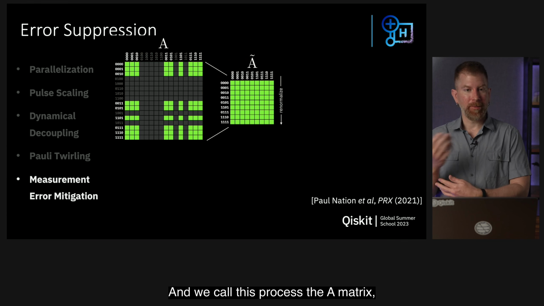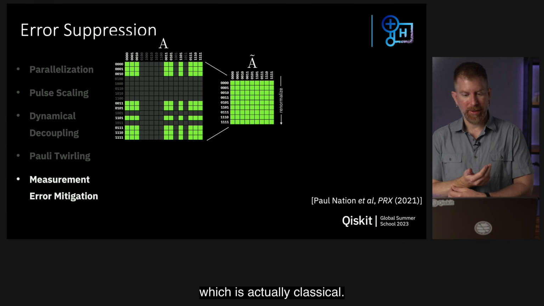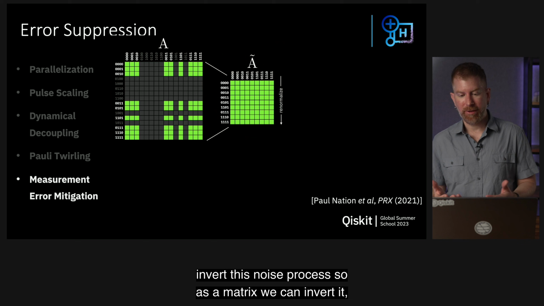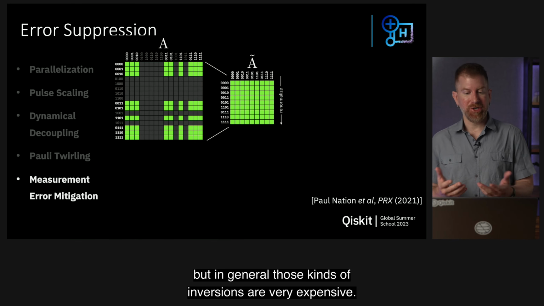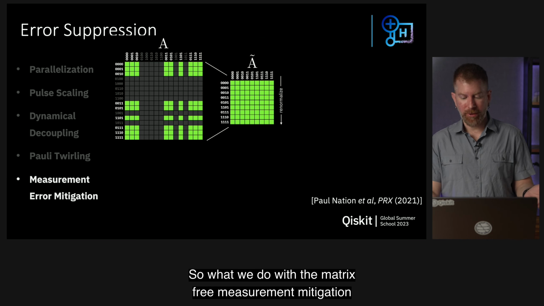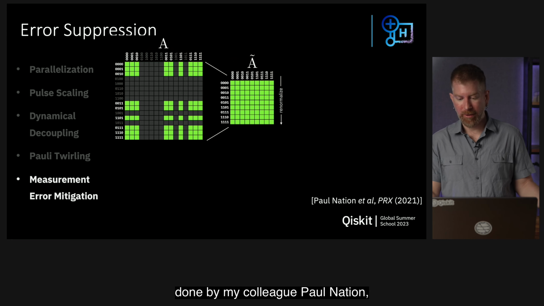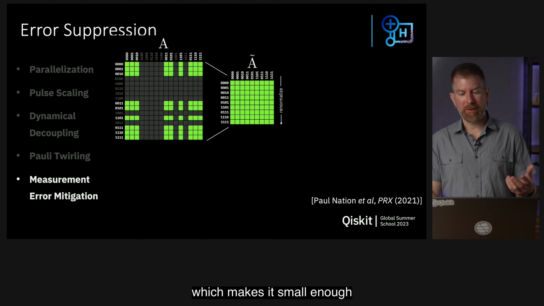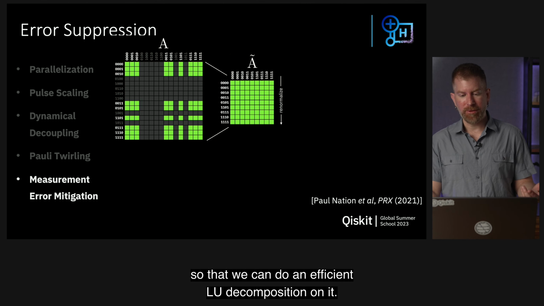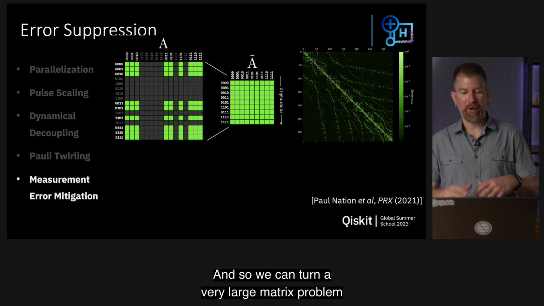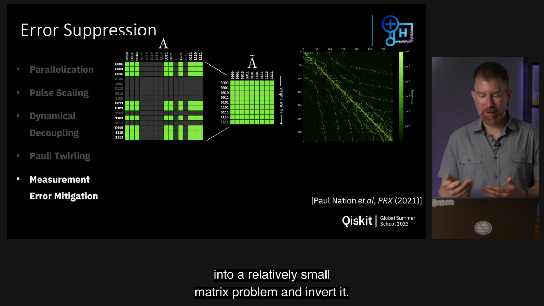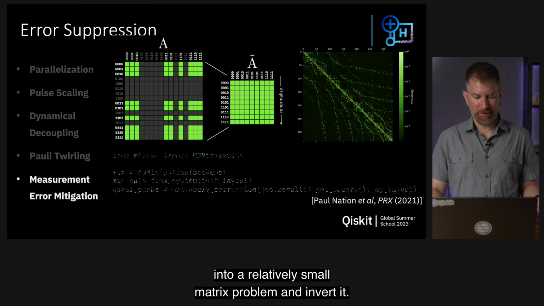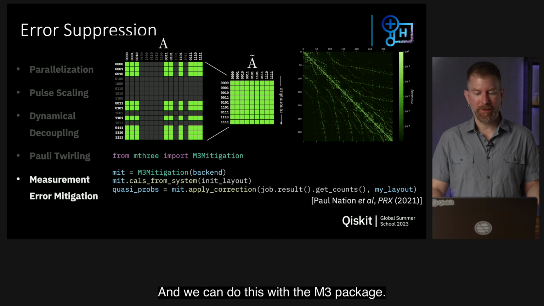And we call this process the A matrix, which is actually classical. And what we seek to do is basically invert this noise process. So as a matrix, we can invert it, but in general, those kinds of inversions are very expensive. So what we do with the matrix-free measurement mitigation done by my colleague Paul Nation is we calculate the reduced A matrix, which makes it small enough that we can do an efficient LU decomposition on it. And so we can turn a very large matrix problem into a relatively small matrix problem and invert it. And we can do this with the M3 package.